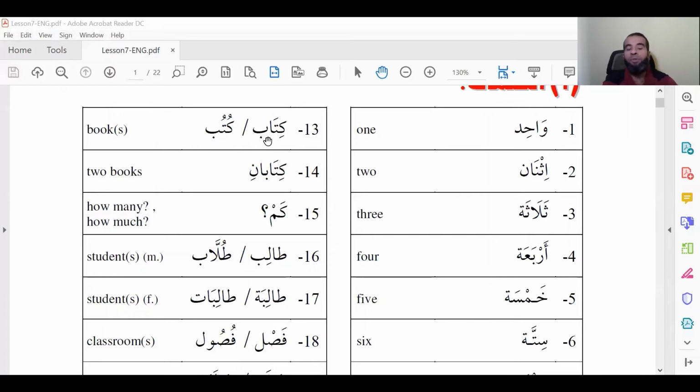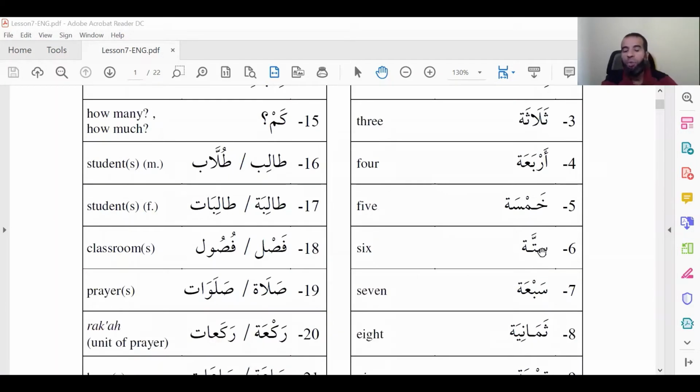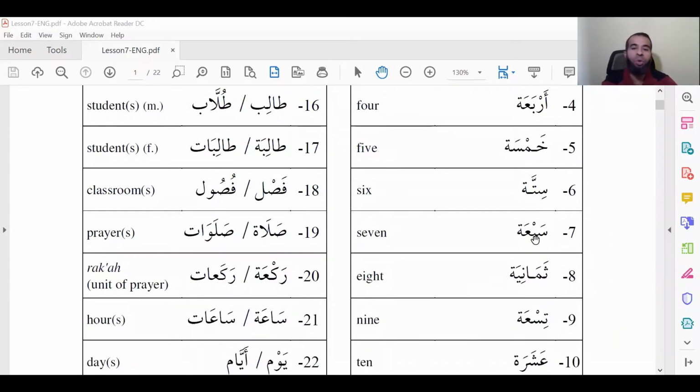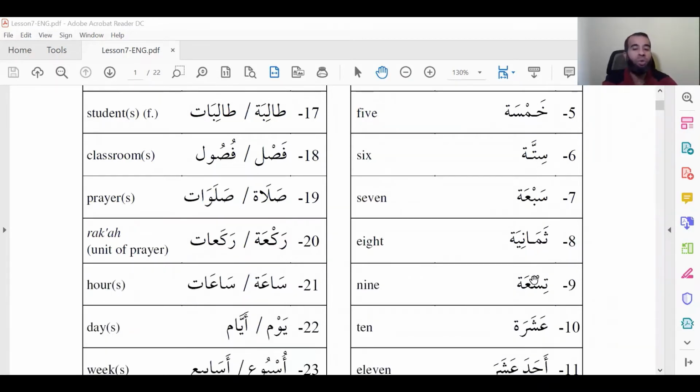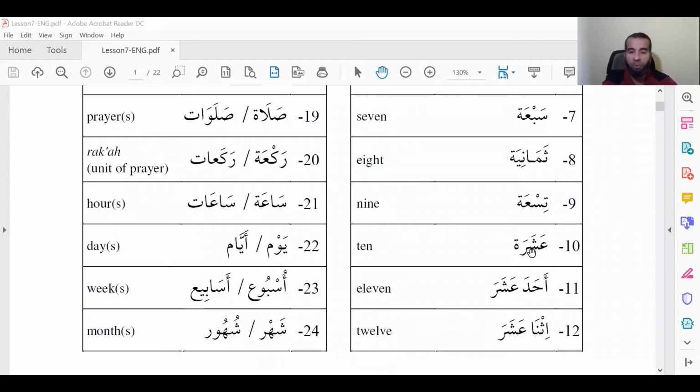What is the plural of kitab? As you see here, it's kutub. So you can say ثلاثة كتب. Here it's like English. 3 books, 4 books, أربعة كتب. So kutub is the plural of kitab. خمسة كتب, ستة كتب, سبعة كتب, ثمانية كتب, تسعة كتب, عشرة كتب. But here we stop. عشرة كتب.